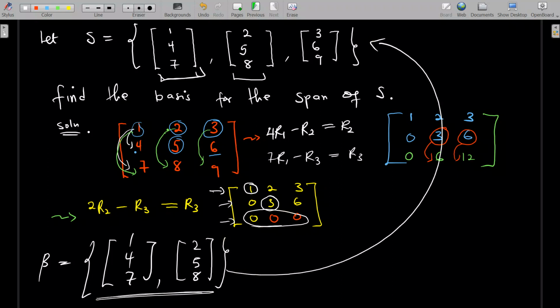Right? So that is the way you find a basis for a particular set. Like I said, you're going to apply this same knowledge on finding the basis for the range of a matrix, or maybe finding the rank of a matrix.